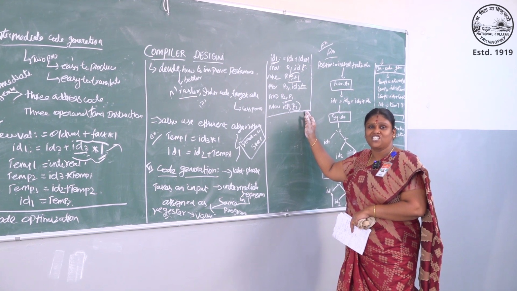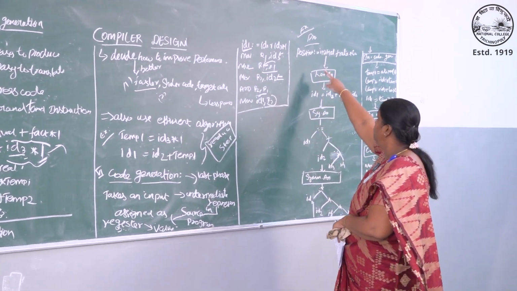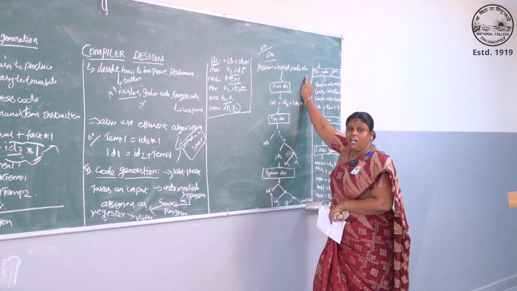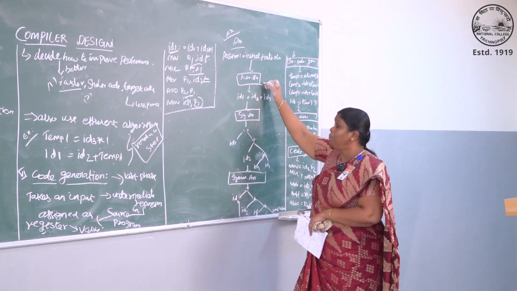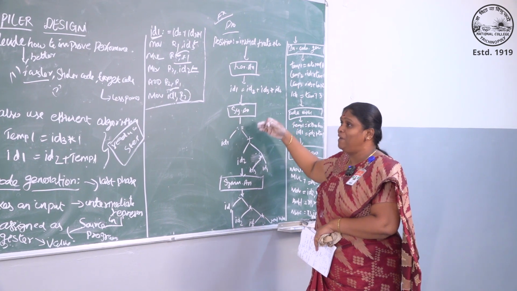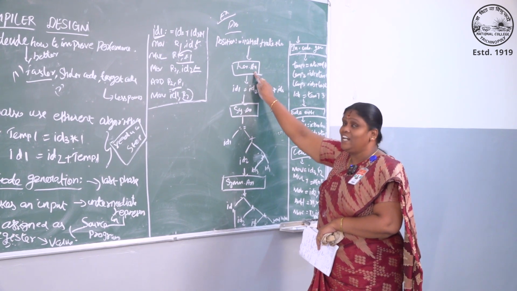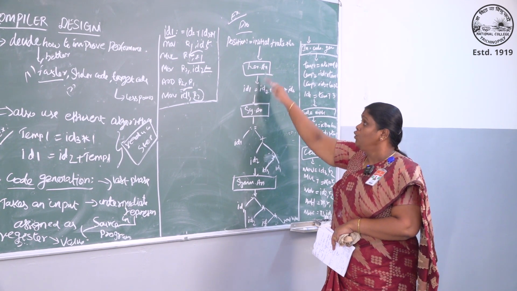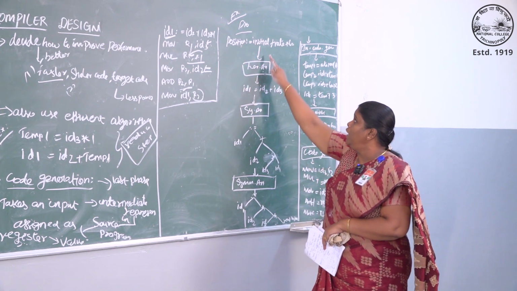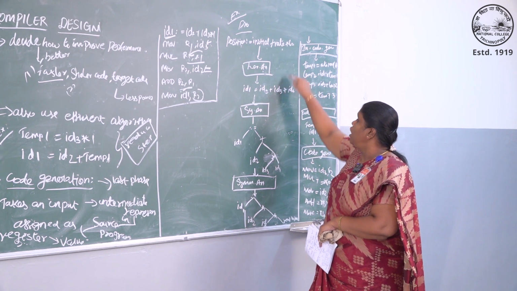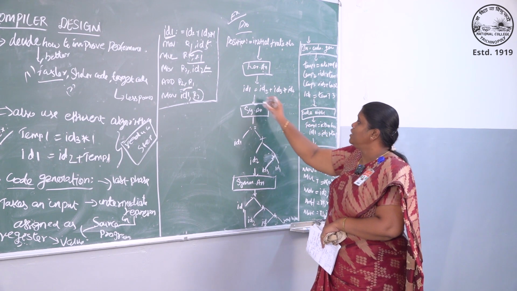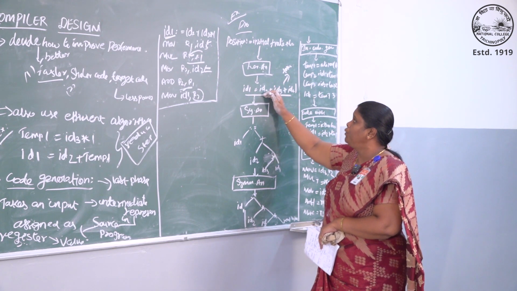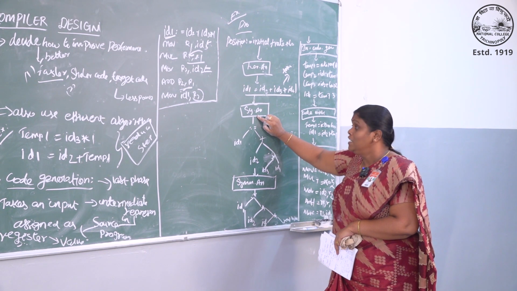Now we will discuss one example: position equal to initial plus value star rate. This is a sample program, and we will go through it phase by phase. The first phase is the lexical analyzer. We already know the lexical analyzer represents the program as tokens: position equal to ID1, ID2 plus ID3 star ID4. These are now called tokens. The output of the lexical analyzer is the input of the syntax analyzer.